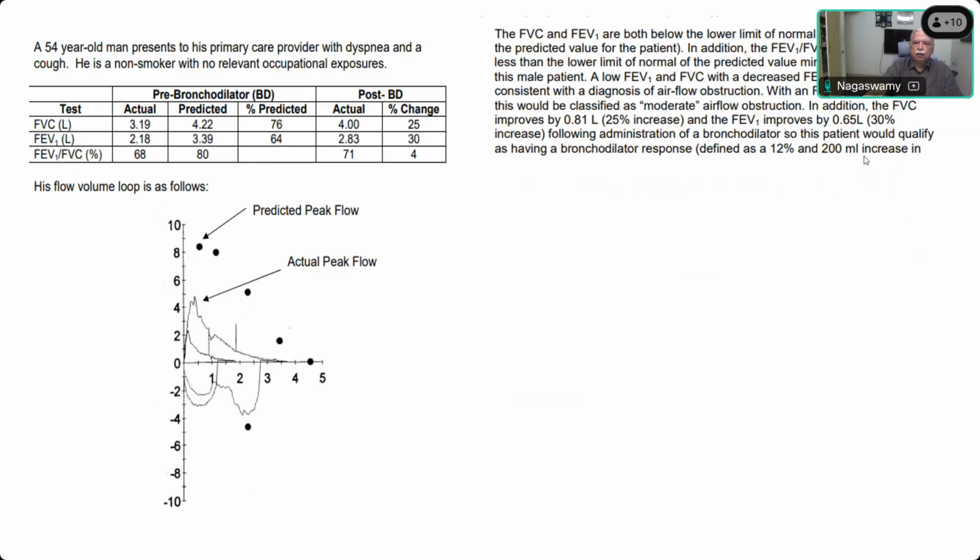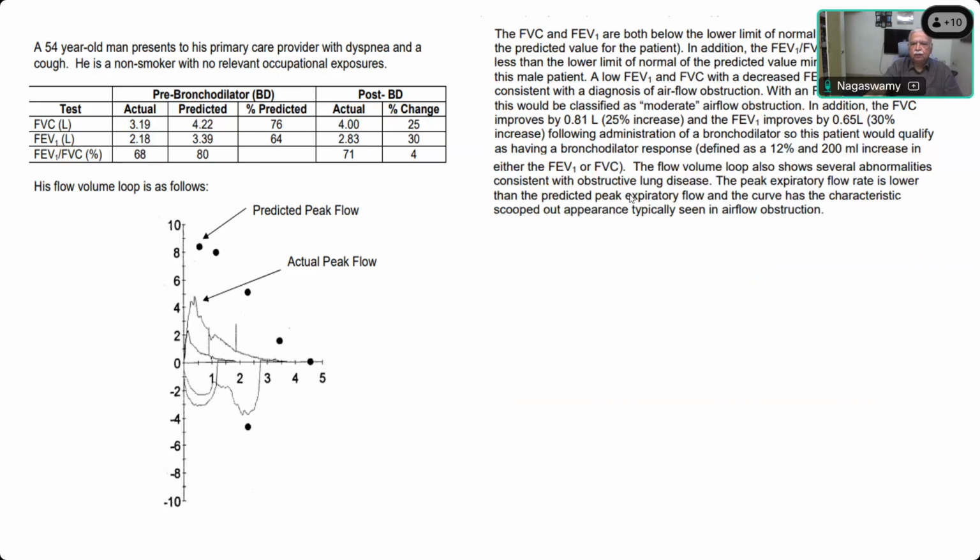So this patient would qualify as having a bronchodilator response, defined as a 12% or 200 ml increase. The flow volume loop also shows severe abnormalities consistent with obstructive airway disease, and the peak expiratory flow is lower than the predicted. So all of them indicate bronchodilator responsive obstructive disease.